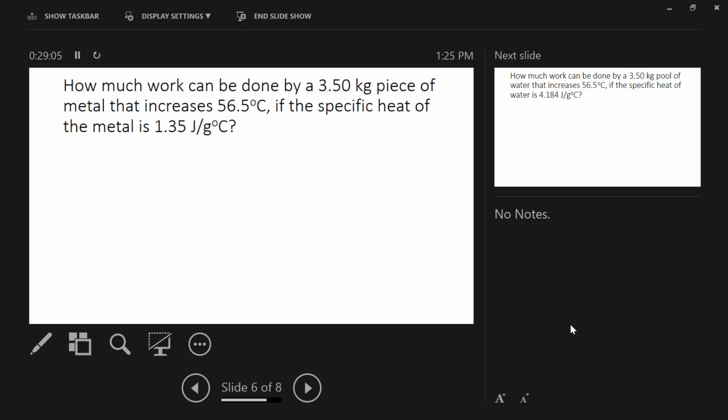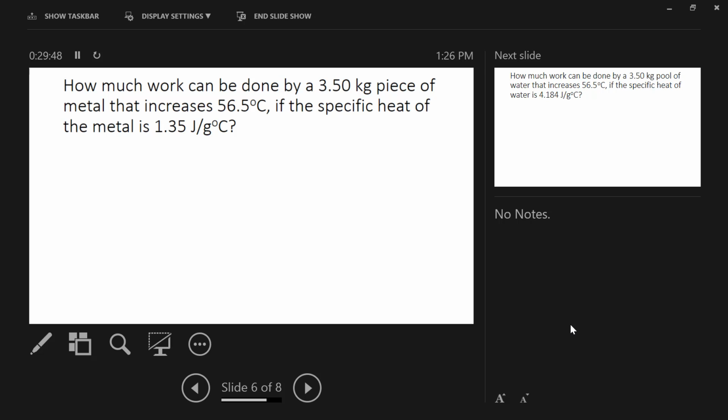All right? So here's our question. How much work can be done by a 3.50 kilogram piece of metal that increases 56.5 degrees Celsius if the specific heat of the metal is 1.35 joules per gram degree Celsius? This is a good one. All right, so what do we have? What are we given? Mass. Mass is equal to 3.50 kilograms.